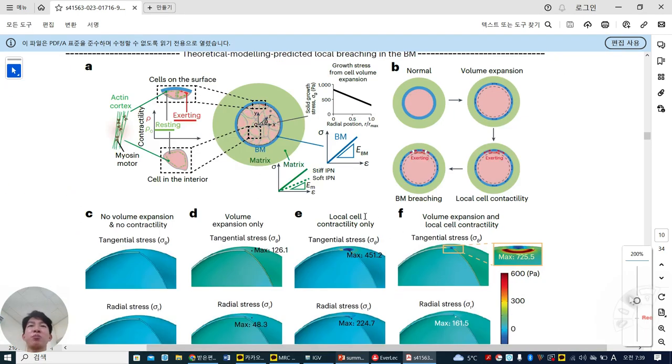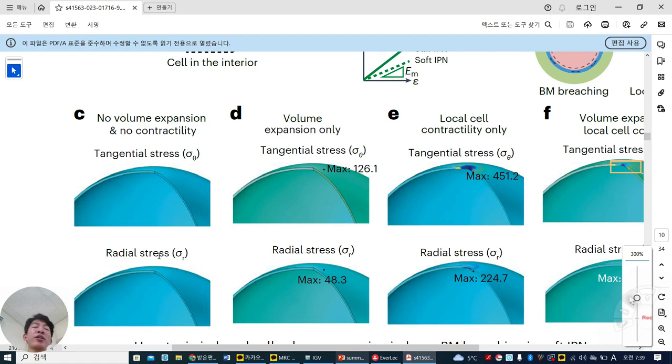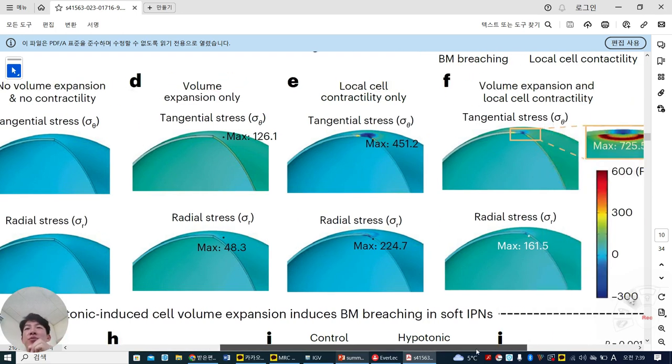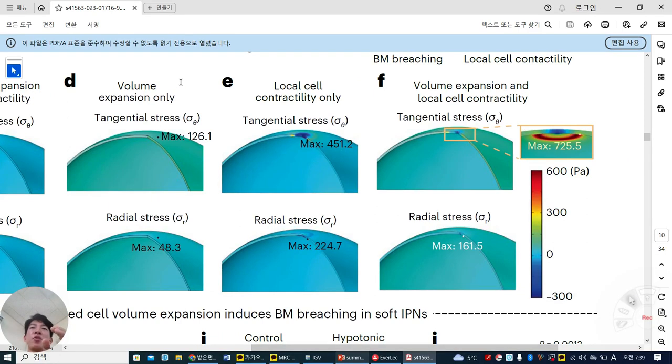So they confirm their model using this one. As I mentioned, radial makes a sphere, but tangential goes outside. With no volume expansion and no contractility, nothing here. With volume expansion, tangential force is higher. Local cell contractility is enhanced, more contractility and more force. When considering volume and contractility together, it is high compared to radial. So the collective cell can make the force to remodel the basement membrane because of this tangential stress.